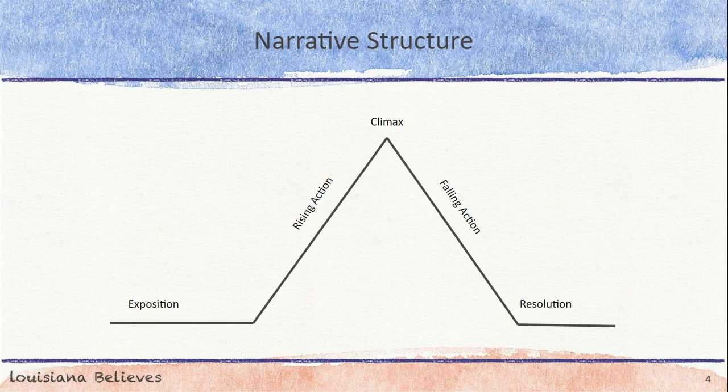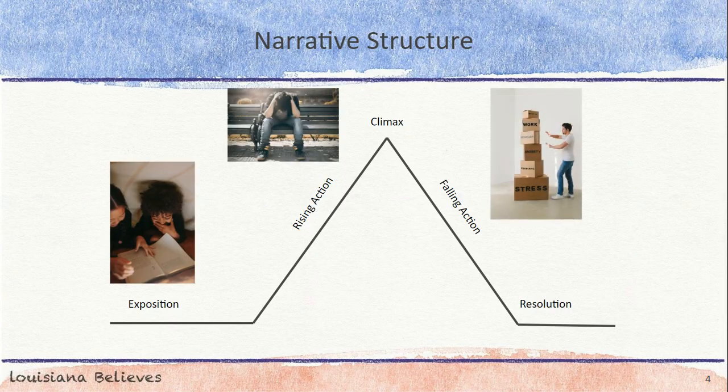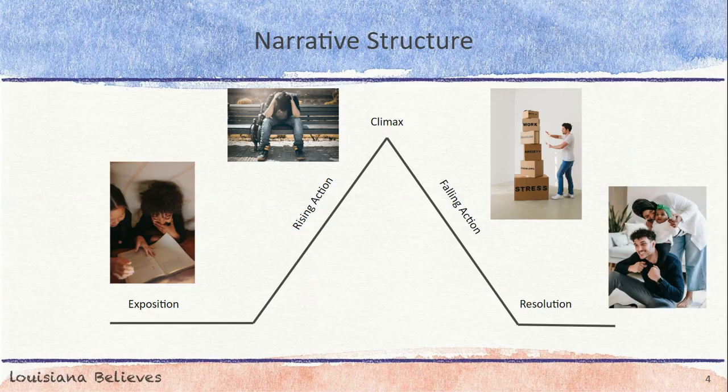A narrative essay will have the following elements: an exposition or beginning, which introduces the characters, a rising action, climax, and falling action, which are going to be the main events with the conflict that will need to be resolved. And finally, the resolution, where the conflict is resolved, although that does not necessarily mean a happy ending.